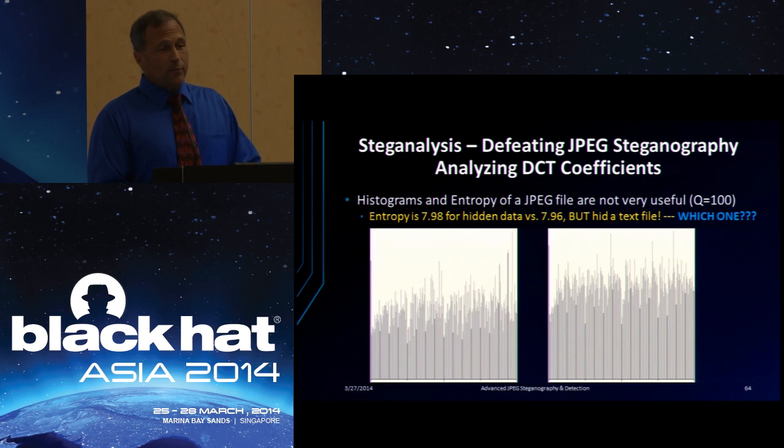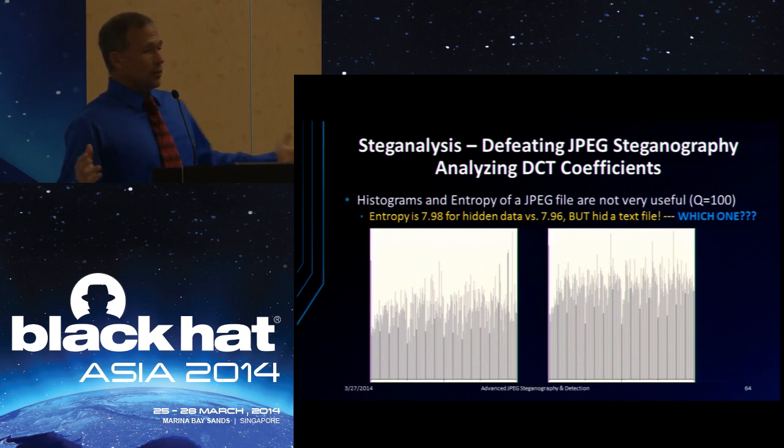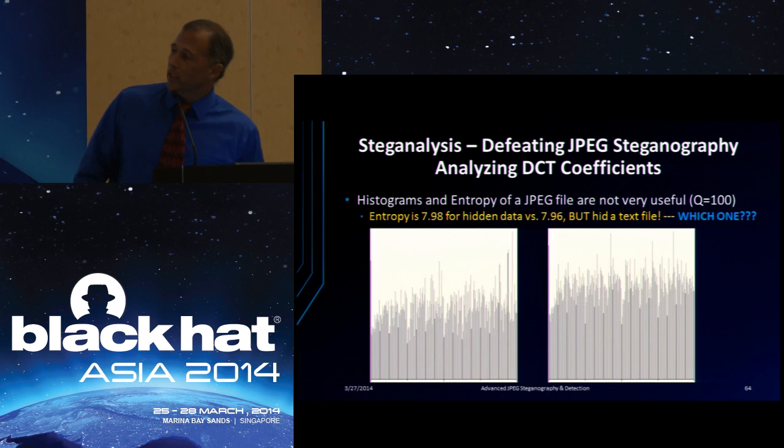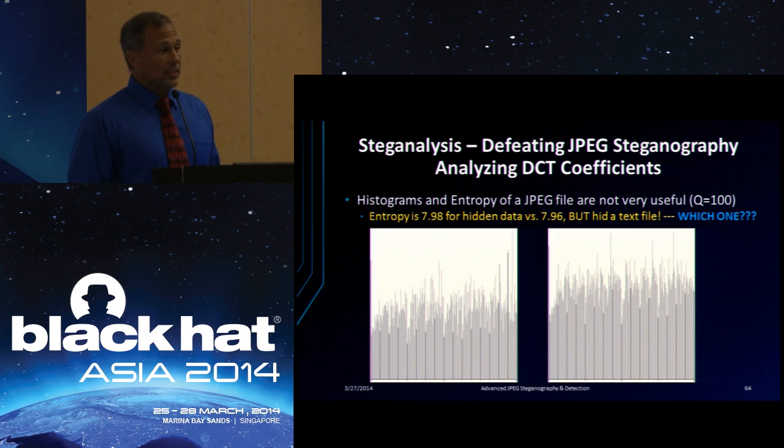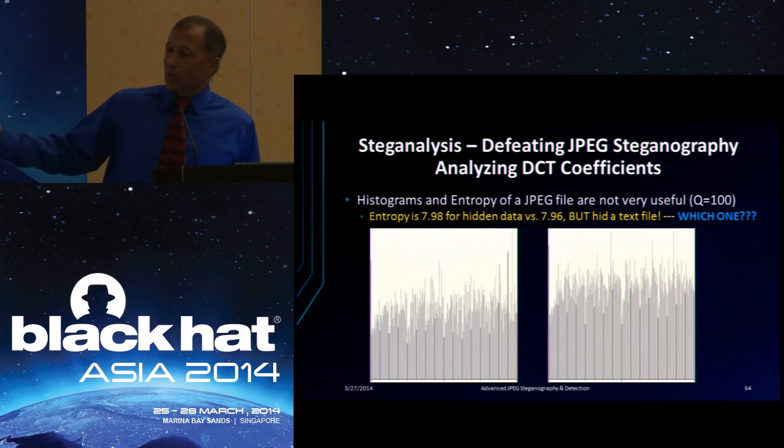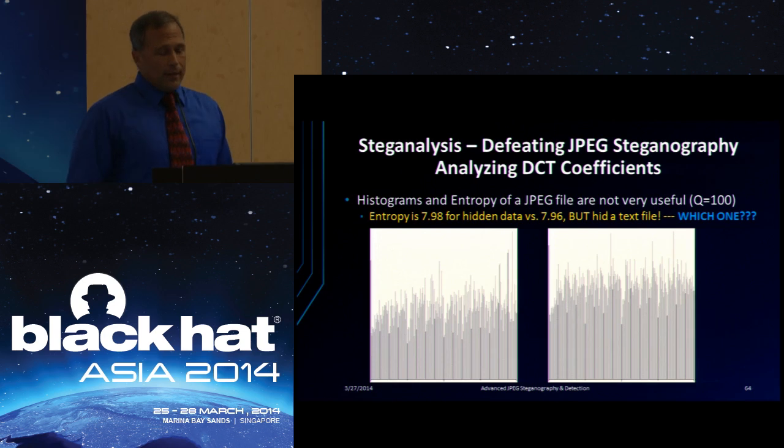Basic histograms of the JPEG file do not work very well. Which one has the hidden data? A histogram is a count of the different byte values. Over here is a count of 0, here's a count of 128, here's a count of 255, and then everything in between. That's what a histogram is. In a compressed JPEG file, doing a histogram of the file is pretty worthless. You can identify that it's a compressed file by the histogram, even if you don't know what the file is, but you can't tell anything about hidden data.